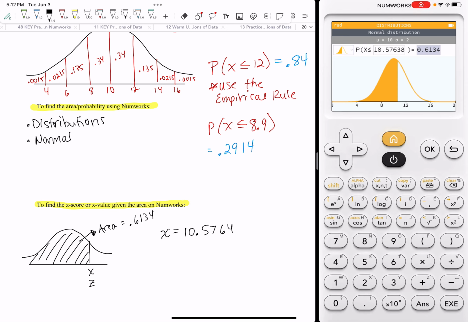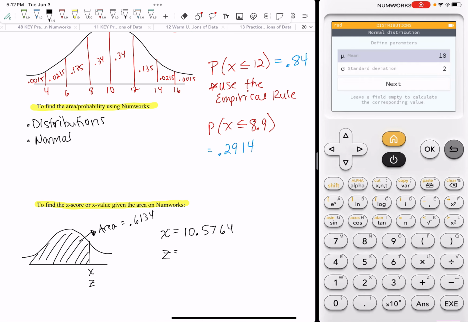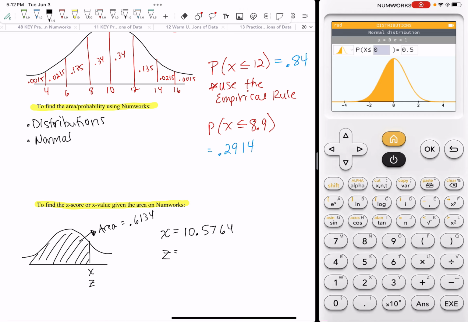Now, to find the z-score, you have to remember to change your mean and standard deviation. To go back and do that, you can't arrow up to click on where you see it on the screen. You have to use the back arrow and you just type it in here. So our mean for z-scores is always 0. Standard deviation for z-scores is always 1. Go down to next.